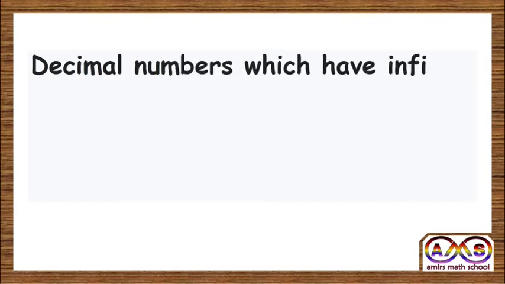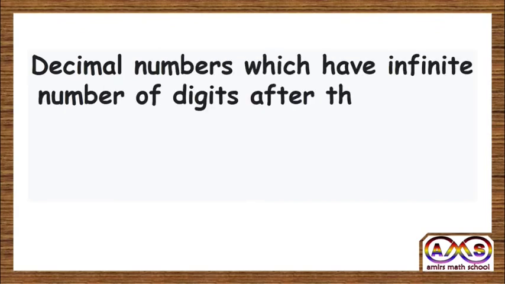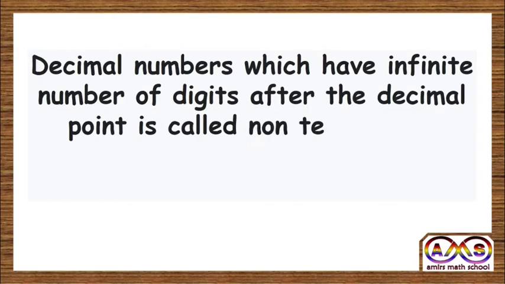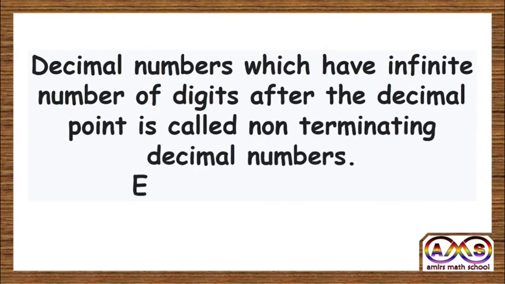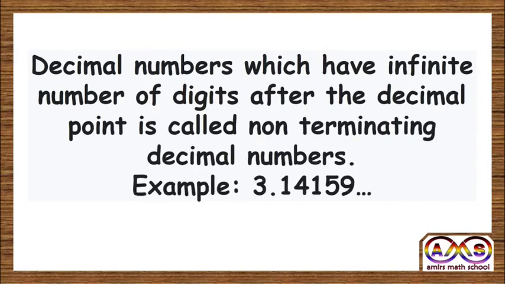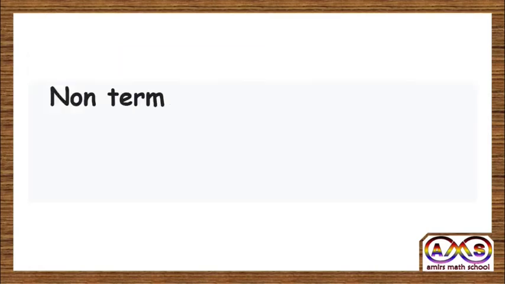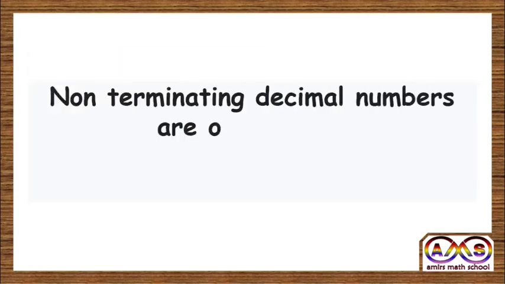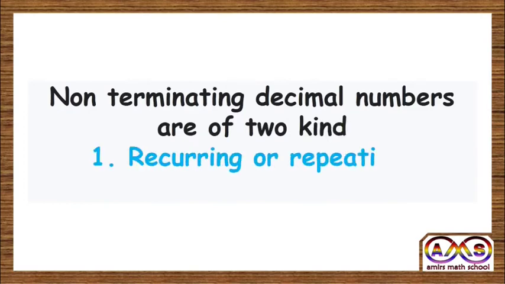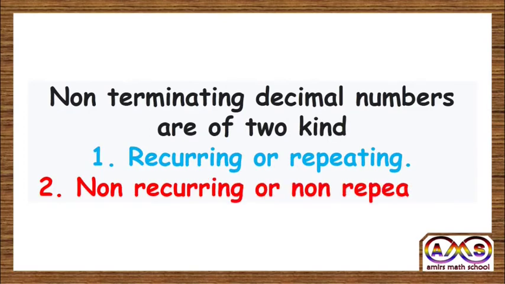Decimal numbers which have an infinite number of digits after the decimal point are called non-terminating decimal numbers. Example: 3.14159 and dot dot dot. Non-terminating decimal numbers are of two kinds. Number one, recurring or repeating. Number two, non-recurring or non-repeating.